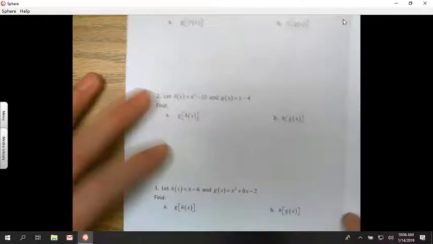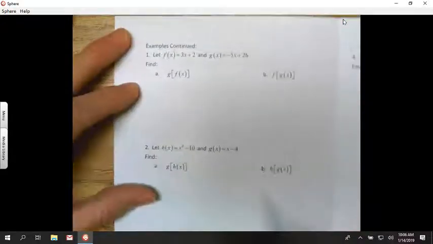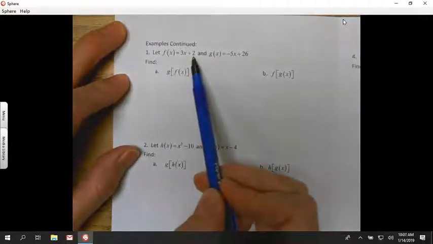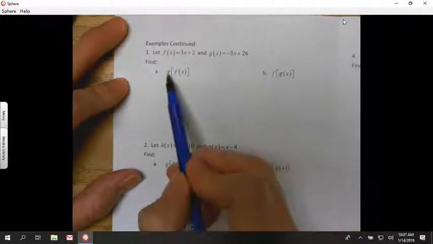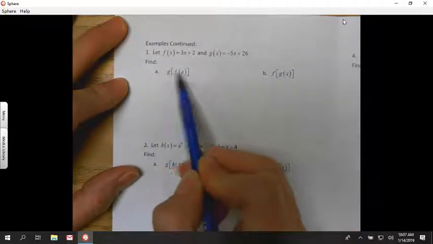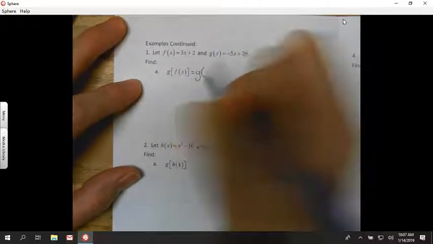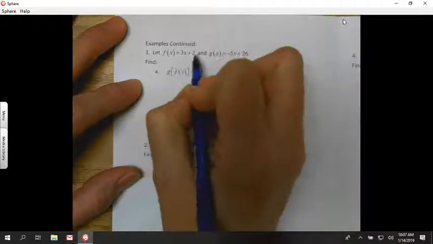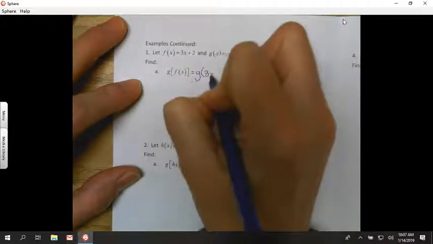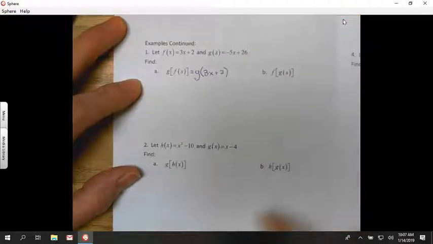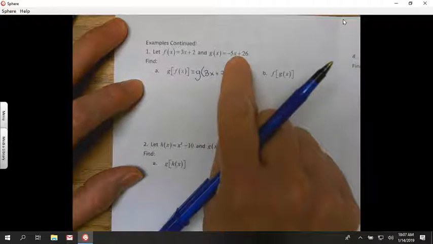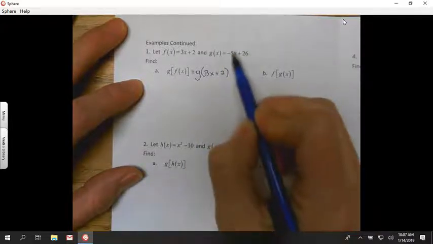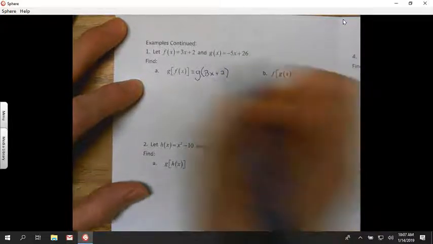So let's try some more. We are given f of x equals 3x plus 2 and g of x equals negative 5x plus 26. The g's on the outside, so g of f of x. Let's rewrite that. We're really saying g of, what is f of x? 3x plus 2. Once I have it written like this, we know that this means go to my function g, and anywhere that there's an x, replace it with 3x plus 2.